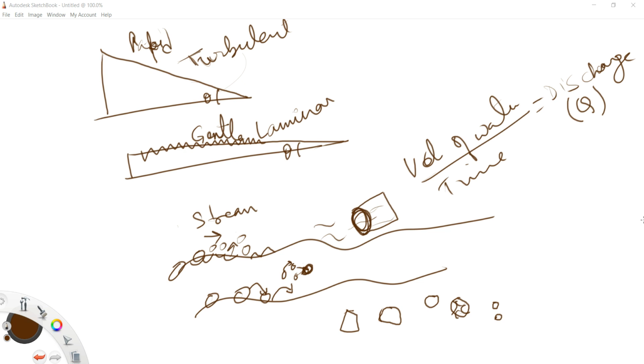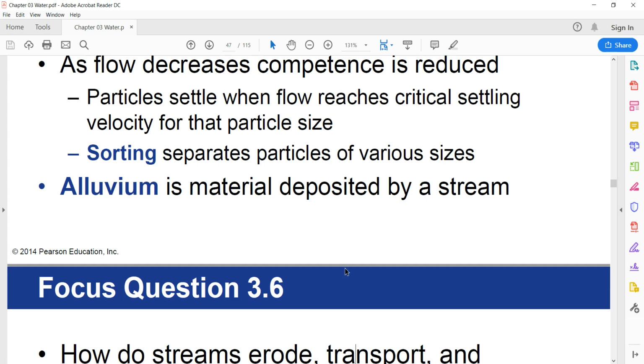Along its downstream journey, the stream will start dropping these heavier sediments first, and then the medium-sized sediments, and then finally, during the stage of deposition, the third stage, it will deposit those very fine, light sediments in the form of a delta. So that is called natural sorting done by the river stream.